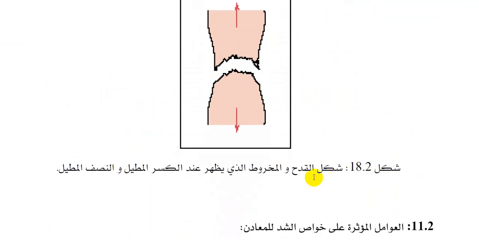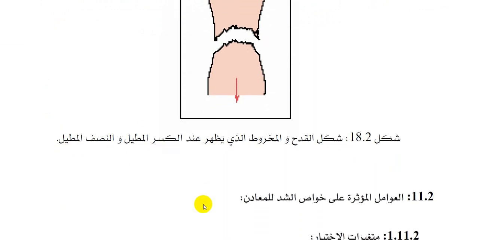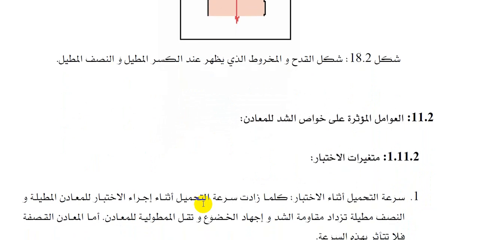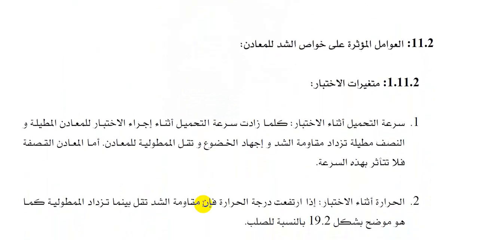Figure 18.2 illustrates the fracture form for the glass or cone truncation, which appears in the ductile fracture or the semi-ductile fracture. This is the typical fracture form.